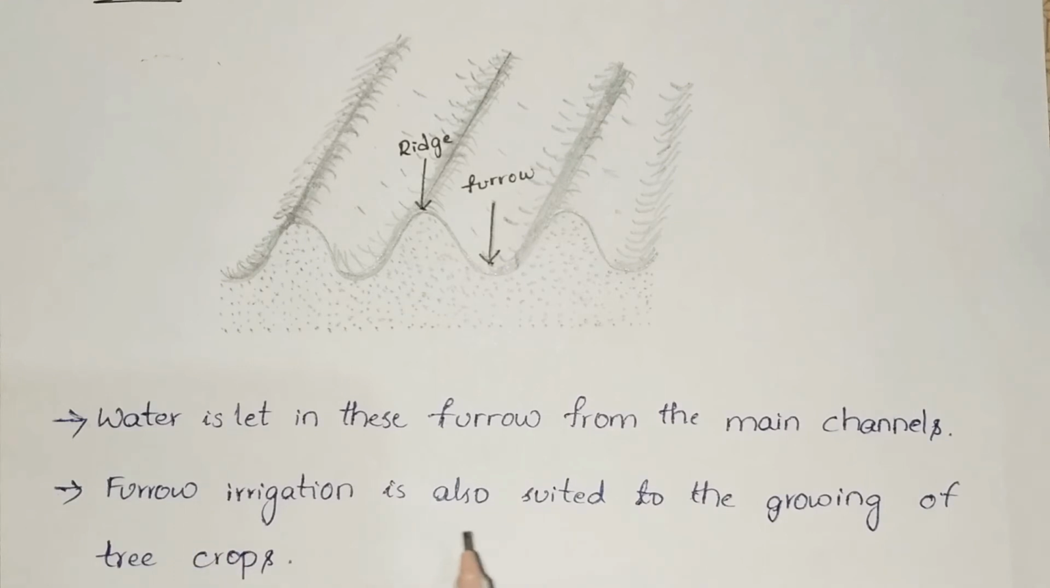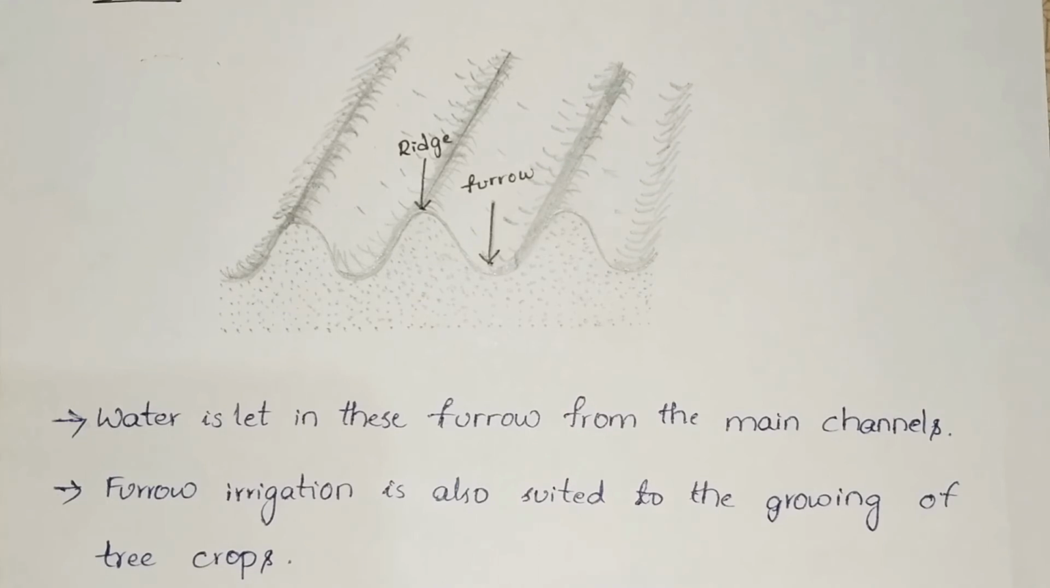Furrow irrigation is also suited to the growing of tree crops. We all know how to irrigate tree crops. This furrow system helps to irrigate the tree crops.